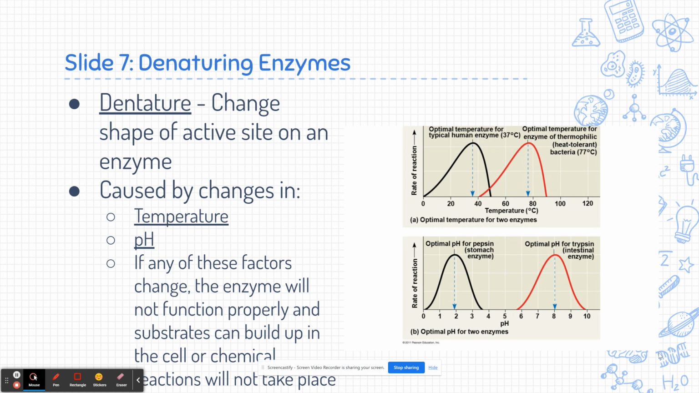Just like pH can mess with an enzyme, temperature can too. All enzymes have an optimum or best pH and the temperature that they function at. You can see this represented on your screen here, showing the optimal temperature for two different enzymes.